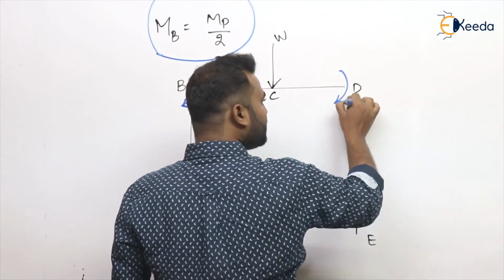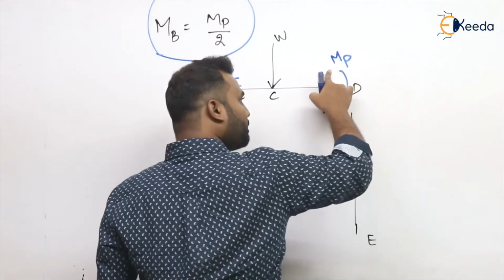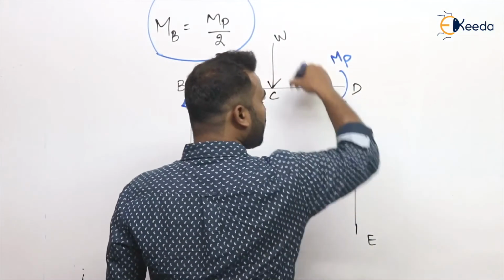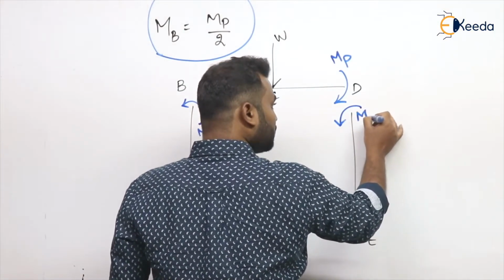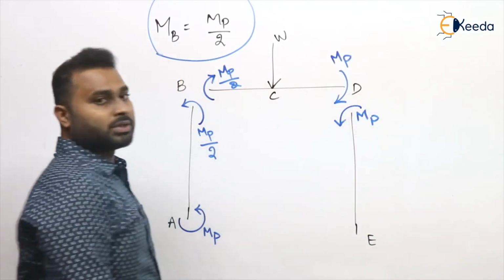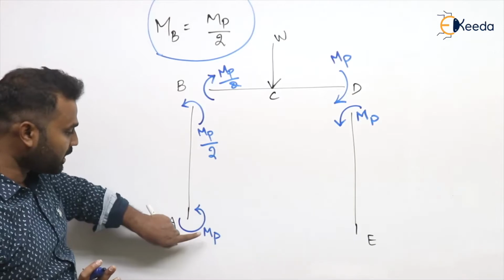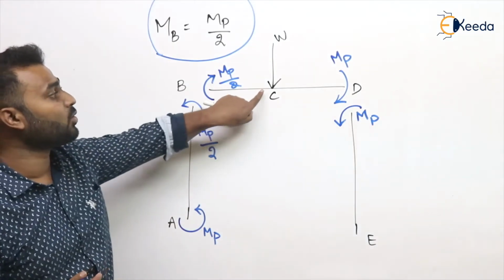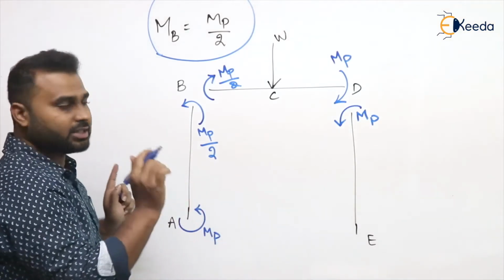So here at D the plastic hinge is forming. Therefore the moment value is MP, clockwise, and here it should be anti-clockwise. Is that clear? So this is the moment, directions and values, for the given loading condition for the frame. Is that okay? This is the first thing.